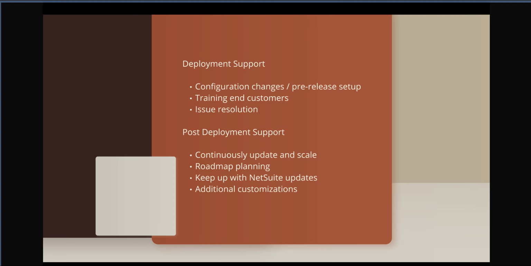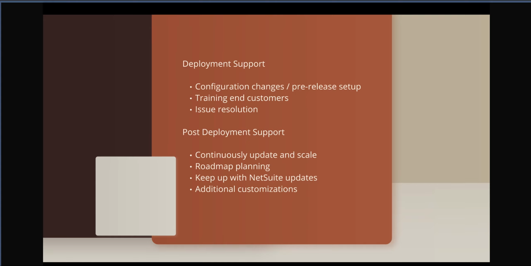Coming to post deployment support, publishing a Suite app and deploying it to a customer is only the start. Ideally, we would want to keep the Suite app continuously updated and scalable for different client needs that could crop up. So we can help you with the roadmap planning and identifying new features for the Suite app along with future release planning. We can help you keep up with all the latest NetSuite changes and offerings to ensure that your Suite app stays latest and useful for the end customers.